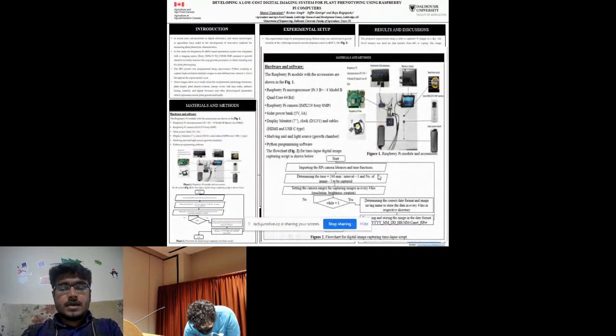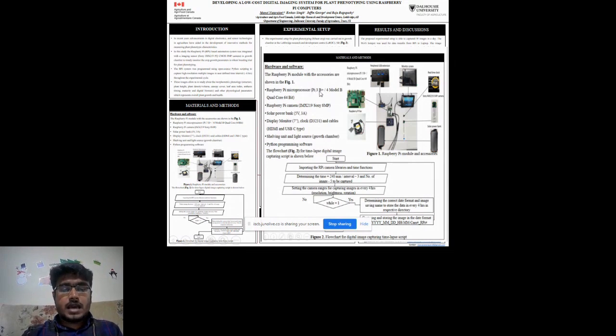Moving on to materials and methods. In this study, the main hardware used was the Raspberry Pi module with the accessories shown in figure 1. The Raspberry Pi modules we used were the 3B and 4, which have a quad-core 64-bit 2 GB processor to control the image capturing technique.